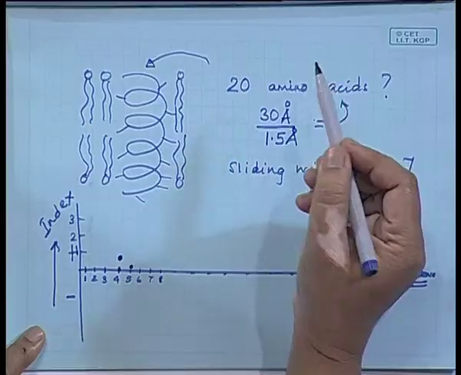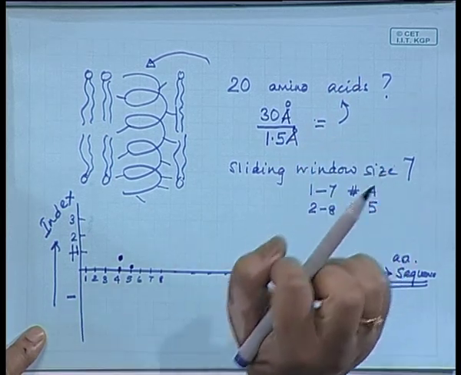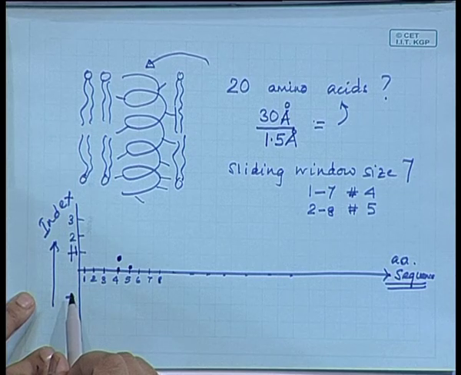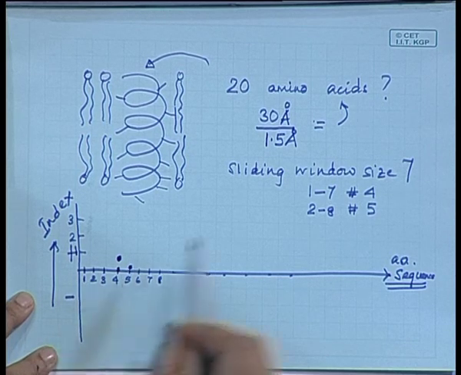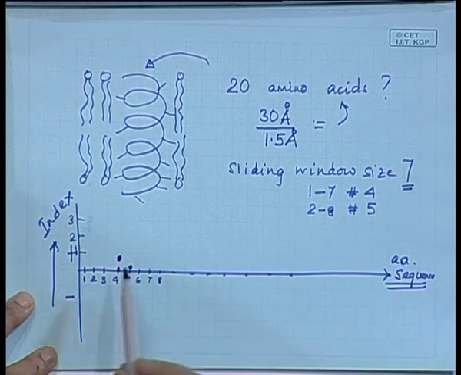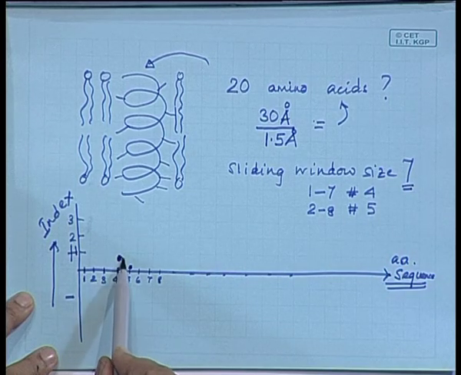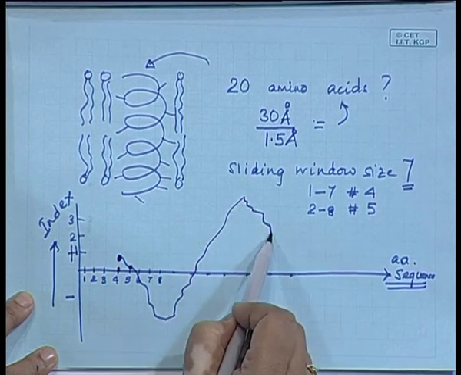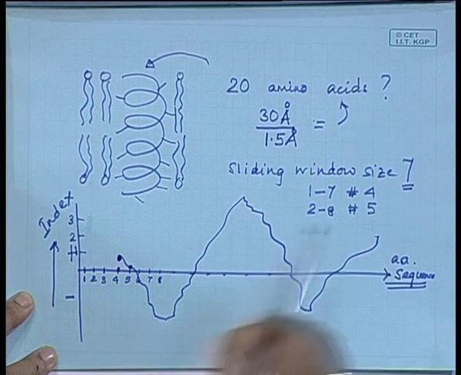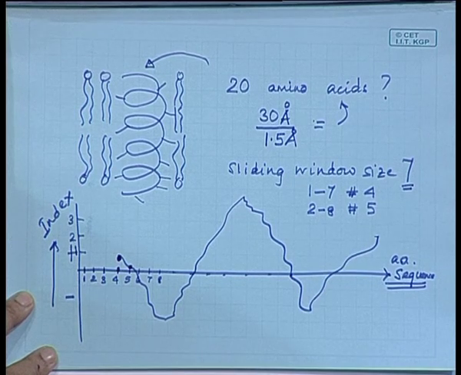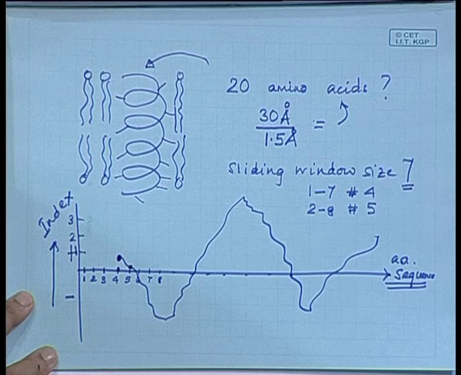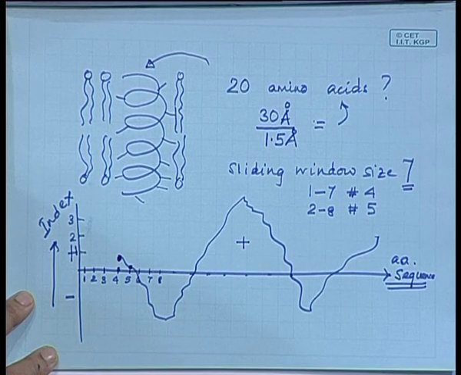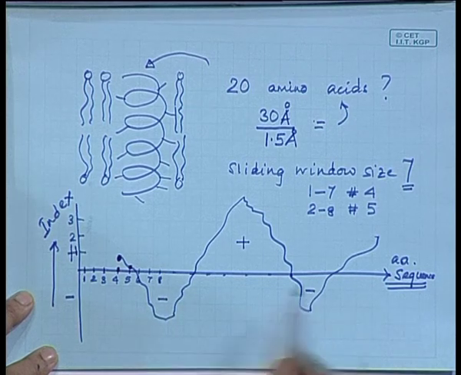Okay? So, we have our amino acid sequence and we also have the hydrophobicity indices. Then I have to find the average depending upon my window size. Then say I have a plot like this. That is possible. This region is positive, this region is negative.